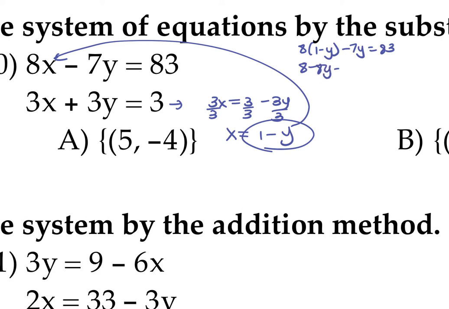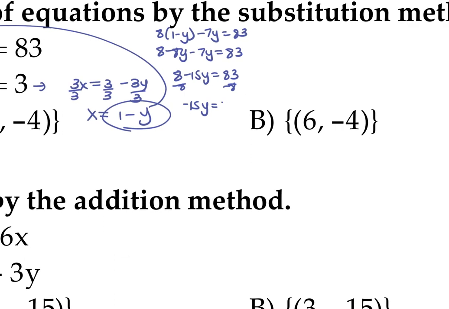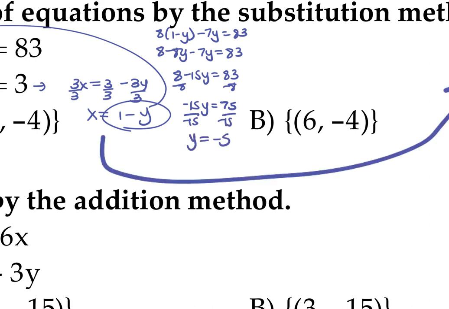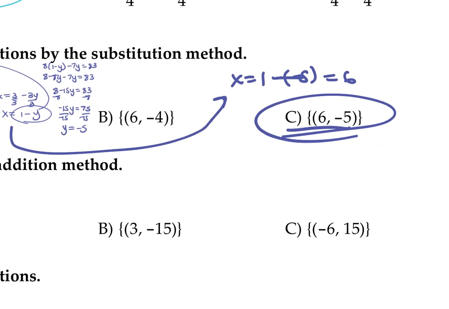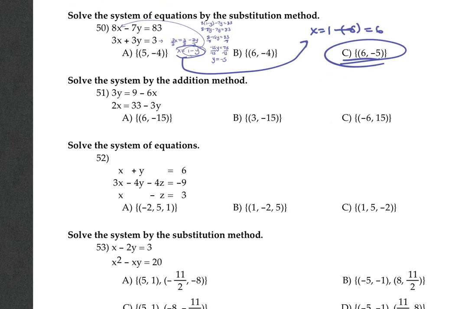Distribute. 8 minus 15y would equal 83. Subtract the 8. Negative 15y would equal 75, divided by negative 15. And y equals negative 5. So I'm going to take that negative 5 and plug it back into what we solved for x. And I get 1 minus a negative 5, and that gives me my x, which is 6.